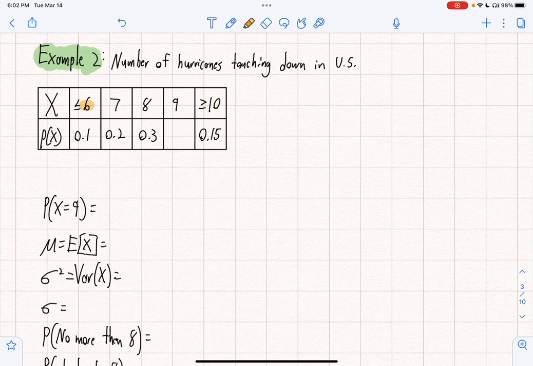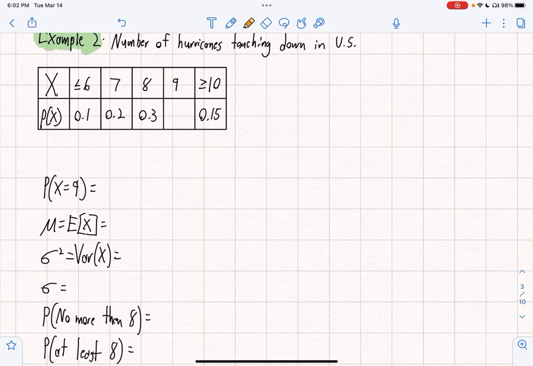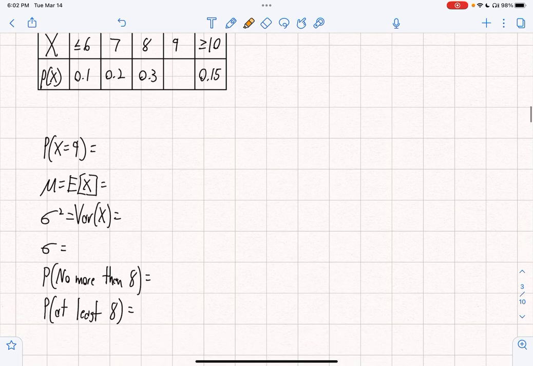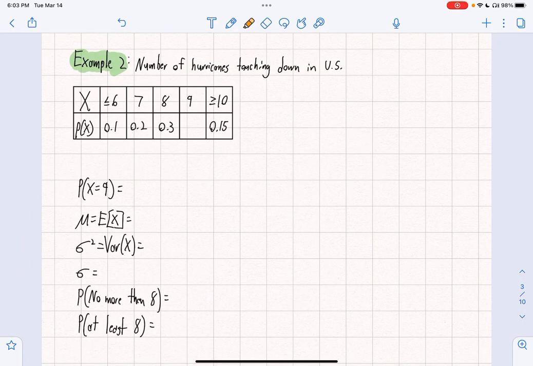Now, I recommend pausing the video and working through this on your own. When calculating expected value, even though this is 6 or less, just treat it as 6. And even though this is 10 or more, just treat it as 10. And also notice we're missing the probability that x is equal to 9, so we'll need to figure that out. So go ahead, find the probability x is 9, the expected value of x, the variance, the standard deviation, and then the probability that there are no more than 8 hurricanes and that there are at least 8 hurricanes. So pause the video, give it a shot, and then we shall work through it.